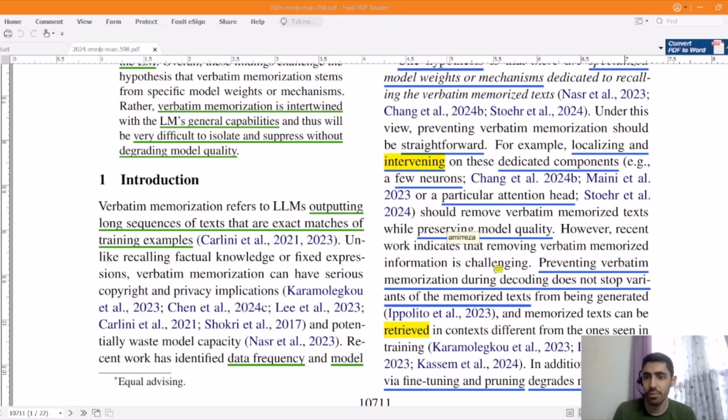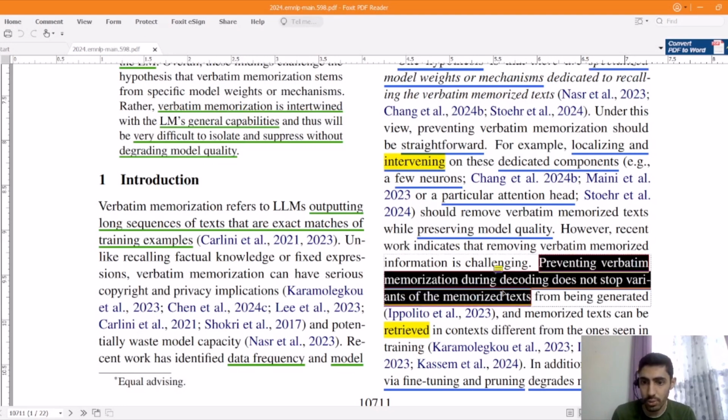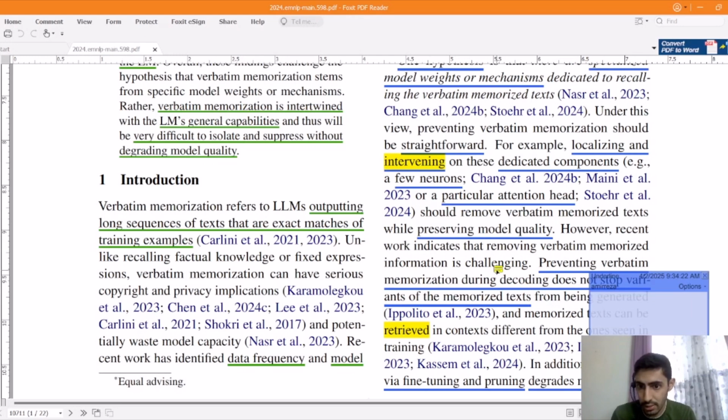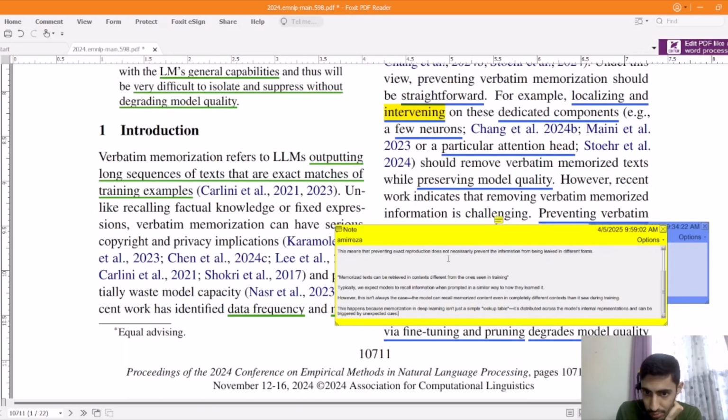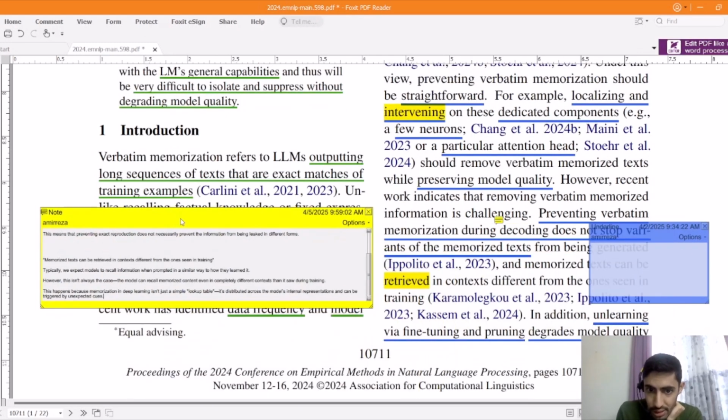However, recent work indicates that removing verbatim memorized information is challenging. Preventing verbatim memorization during decoding does not stop variants of the memorized text from being generated. So I provided notes here. This means that preventing exact reproduction does not necessarily prevent the information from leaking. Memorized text can be retrieved in a context that differs from the one seen in training.